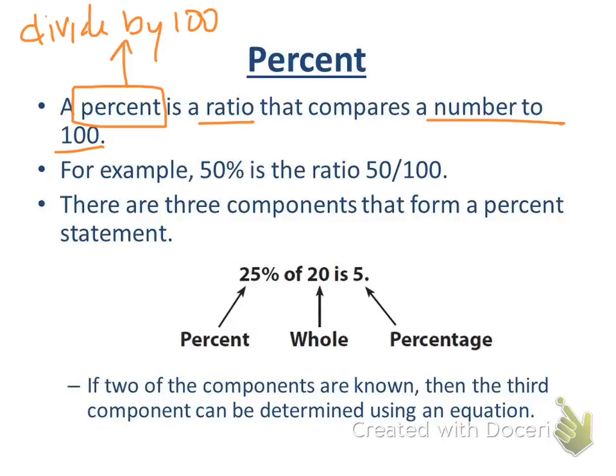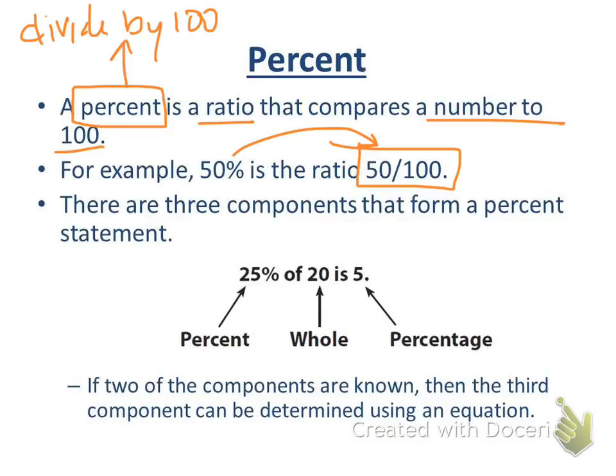We'll talk about that later. So, for example, 50% is a ratio, 50 divided by 100. 50% is 50 per 100, divided by 100.